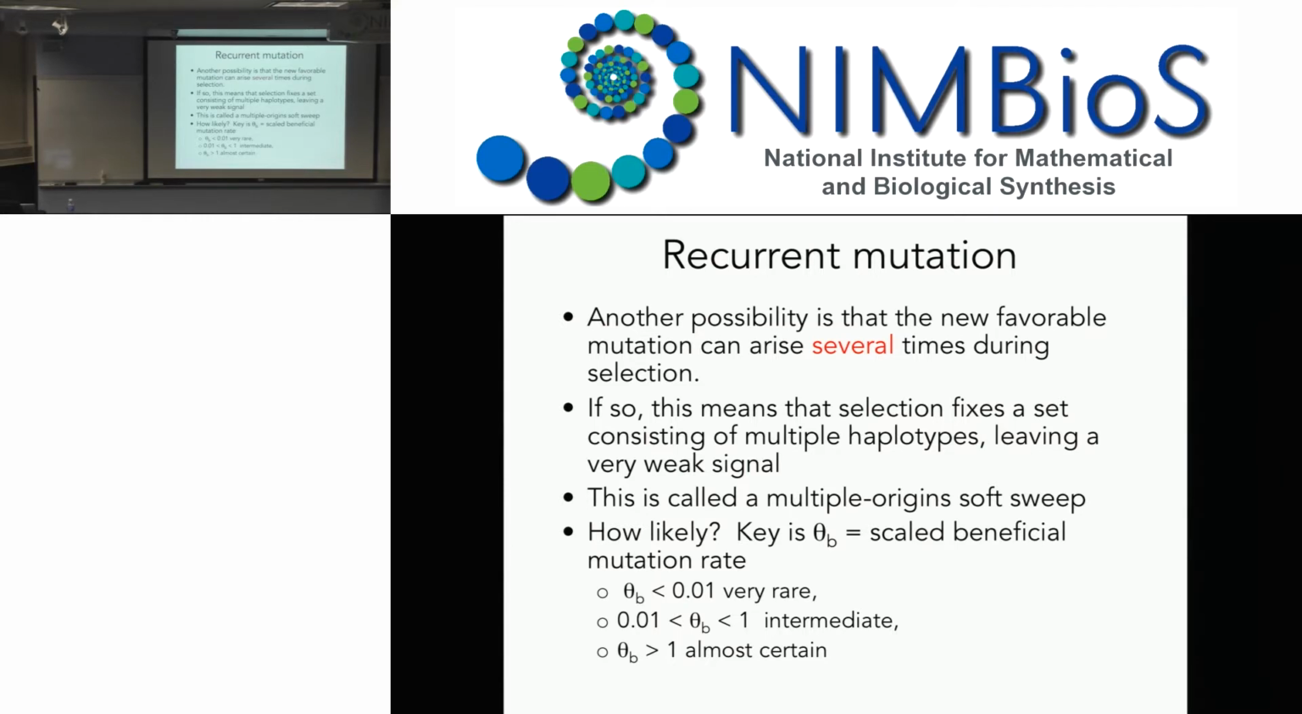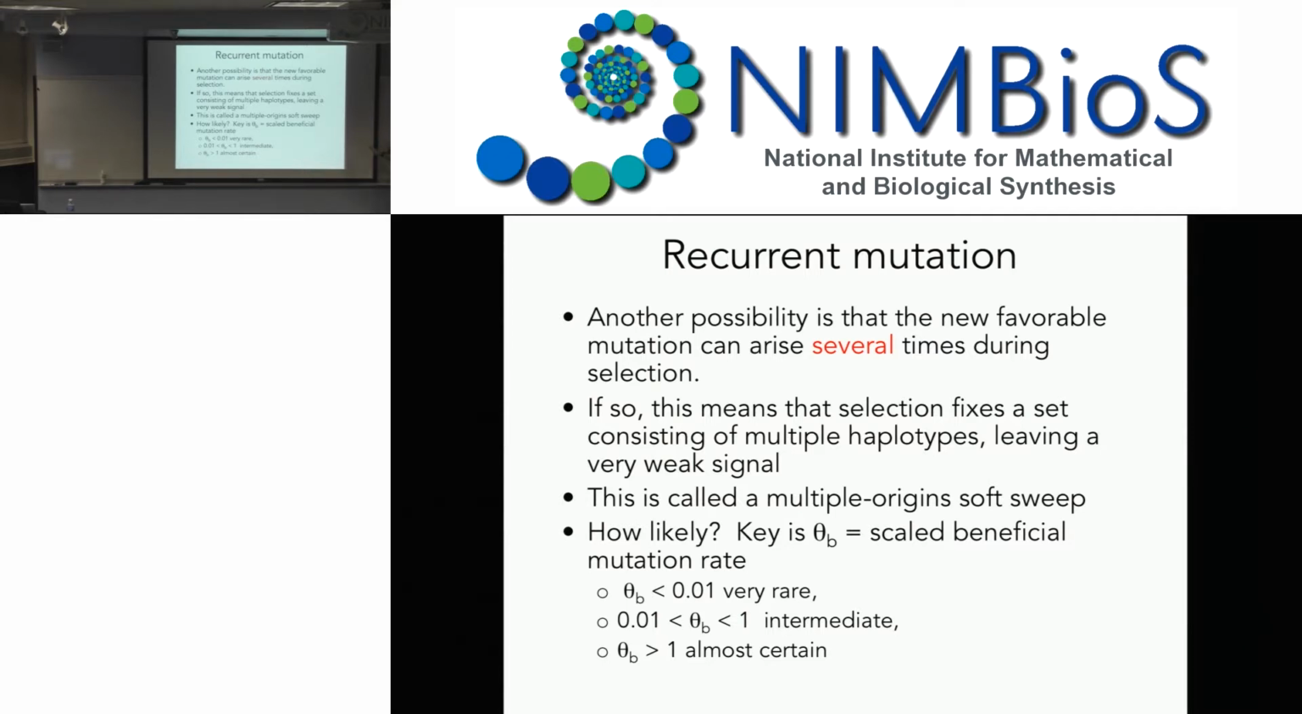Then we talked about soft sweeps, either single or multiple origins. Under a hard sweep, the initial mutation, once it appears, is immediately under selection. Under a soft sweep, it either drifts around a while or you have multiple new mutations that arise when the sweep is occurring. That's kind of where we're left at this point.